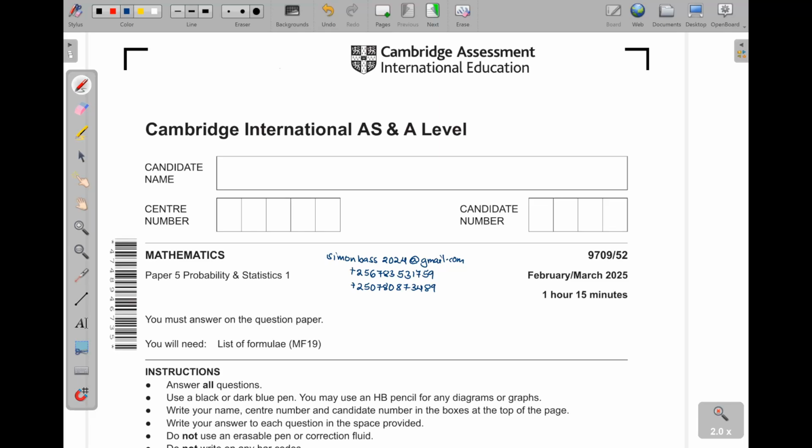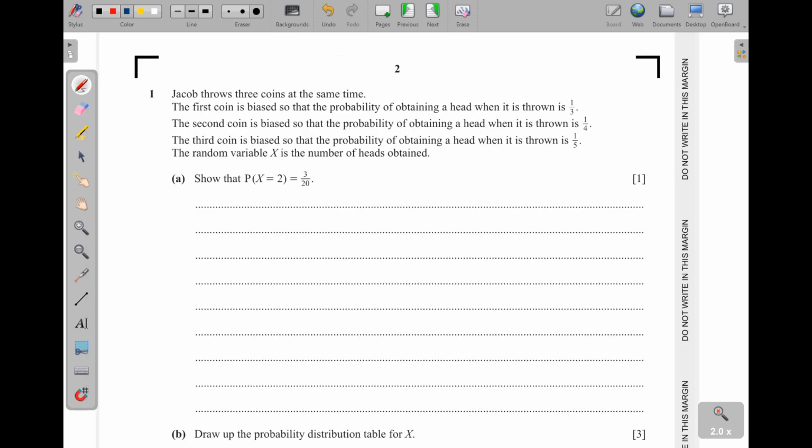This is Teacher Simon taking you through Cambridge International AS and A-Level Mathematics, Paper 5-2 Probability and Statistics 1 for February-March 2025. Question 1 is coming from Probability Distributions.